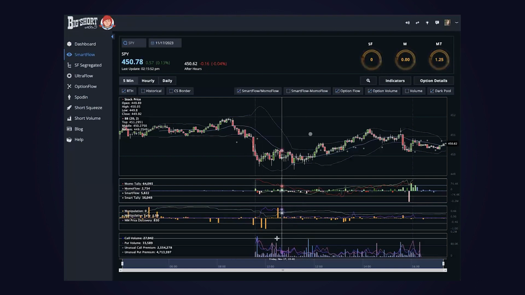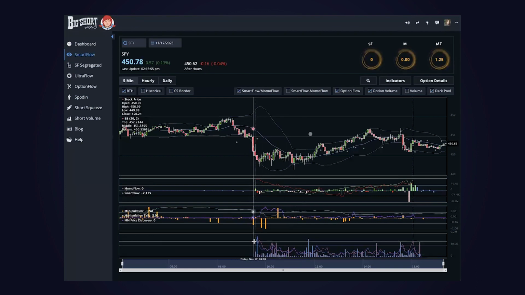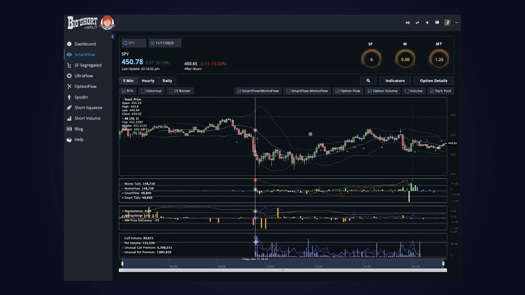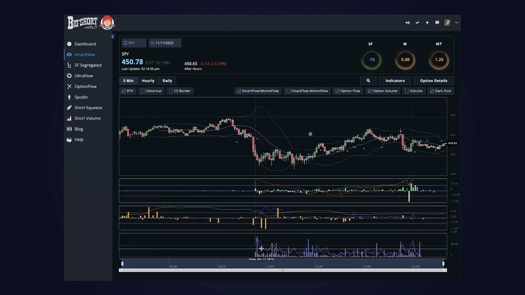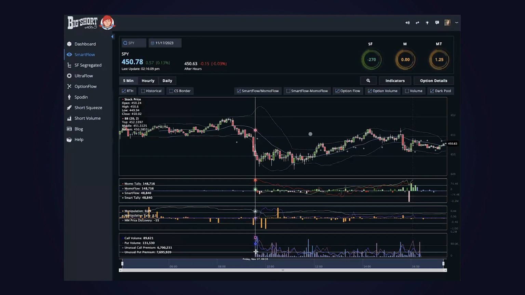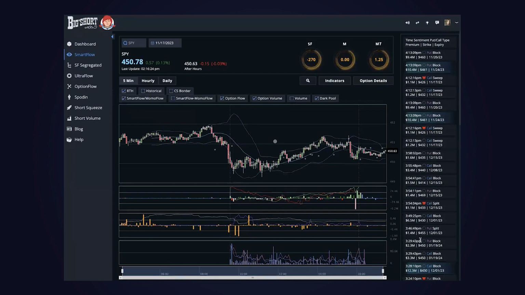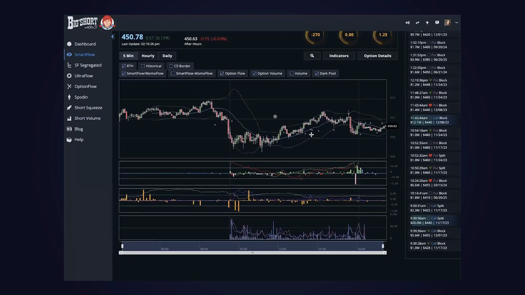And down here we have our option flow. Option flow shows call and put volume. Normal call and put volume are shown in blue and purple respectively. The bars are unusual call and put volume, so these are your options blocks, sweeps, and splits. We didn't have any today, but sometimes you see golden lines here, and those are our golden sweeps. And you can also expand to see option details as they come in here.